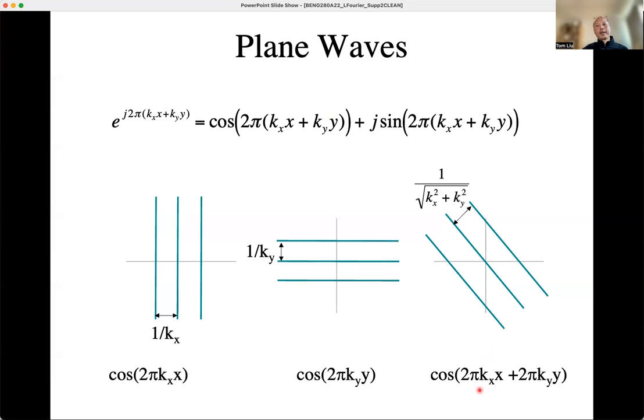Now, in general, we can have both kx and ky, and so that could vary in any direction, depending on what the values of kx and ky are. And it turns out that the spacing between the peaks is given by 1 over the square root of kx squared plus ky squared, so the magnitude of the k vector. Okay, so this is just the Pythagorean theorem. Obviously if ky equals 0, this just turns out to be kx, and if kx equals 0, this just turns out to be ky. But in general, you're taking essentially the hypotenuse of your kx and ky values.